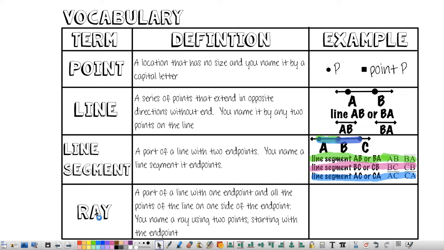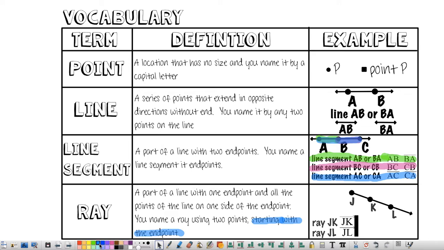A ray is a part of a line with one endpoint and all the points on the line on one side of that endpoint. You name a ray using 2 points, starting with the endpoint. So this one is actually really important to note that it's starting with the endpoint. All right, so for example, here's an endpoint on this side, but on this one it goes on forever in that direction. Okay, and then you have K and L.